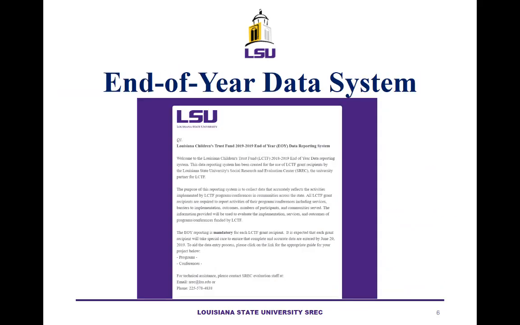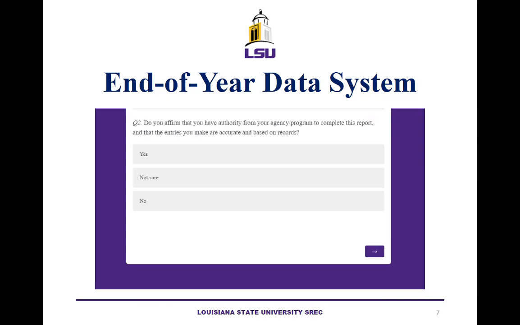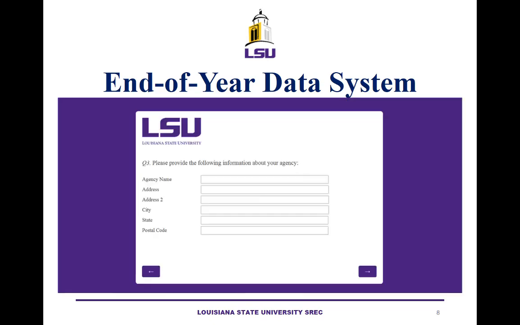When you click on the link to the reporting system, it will bring you to a welcome and introduction to the survey and ask you, do you affirm that you have authority from your agency or program to complete this report? You must be authorized by your agency to complete this report. If you are not authorized or not sure, you should not continue the survey.